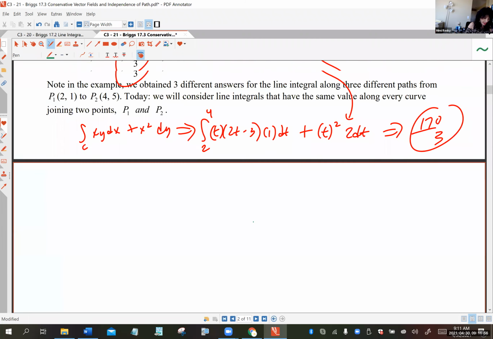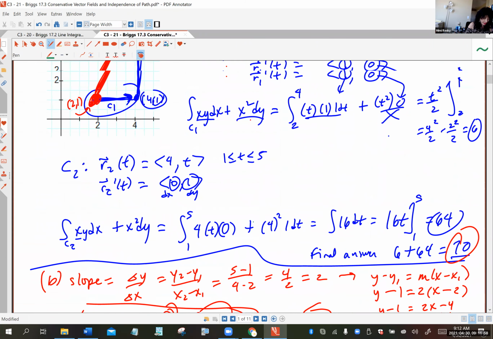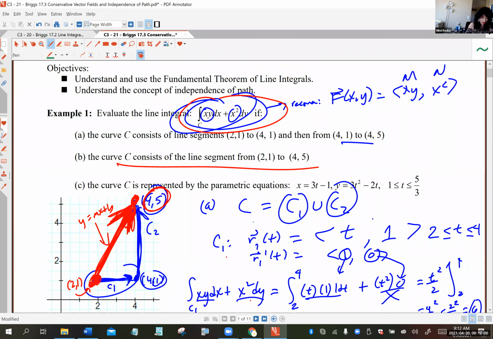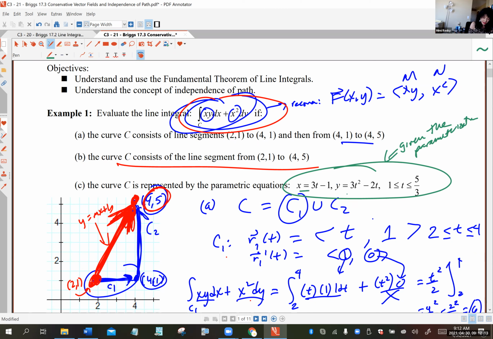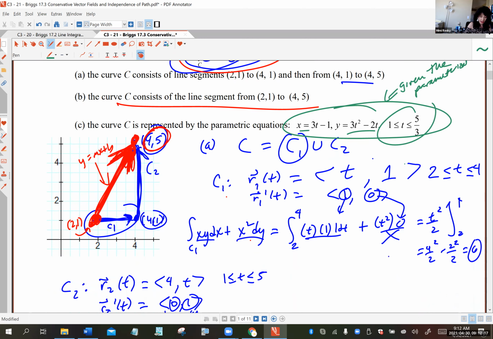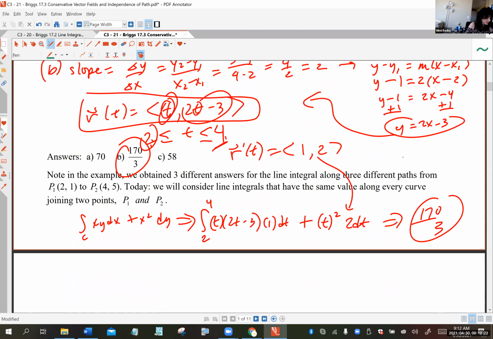So this last part C here, they're saying, okay, do the same line integral all over again, but they parameterized. So you're given the parameterization. Oh, that's very nice of them. Finally, we don't have to do so much hard work. Woo! It's like, hey, thanks, guys. So they gave you x and y, and they gave you a time interval going from 1 second to 5 thirds. You do have to get the dx and the dy, though.